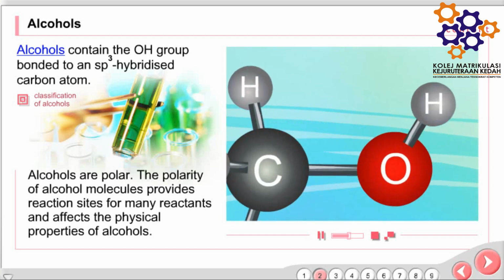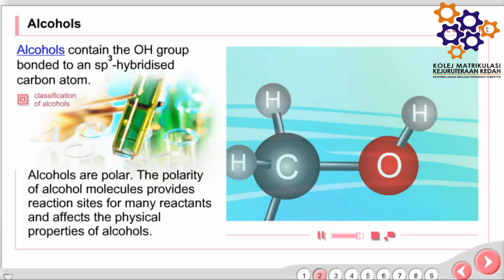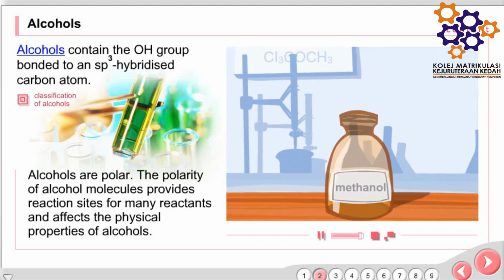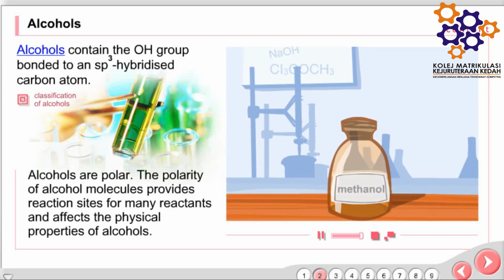Owing to the high electronegativity of oxygen, both the oxygen-carbon and oxygen-hydrogen bonds are polar. There is a partial negative charge on the oxygen atom and partial positive charges on both the carbon and hydrogen atoms. This provides electrically charged sites at which many reactants can attack. For this reason, alcohols are frequently used as reagents for chemical syntheses. As you will see in the next section of this lesson, the high polarity of the molecules also affects the physical properties of alcohols.